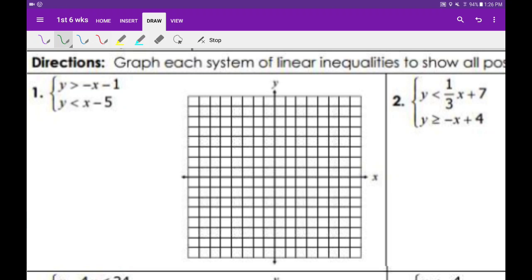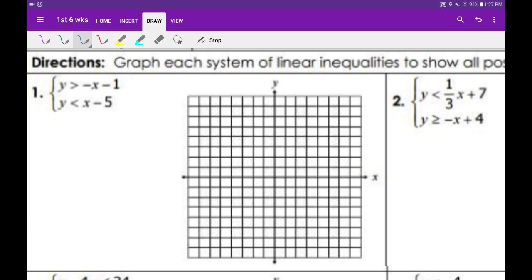Okay, with a system of linear inequalities, basically what we're going to do is graph each inequality, both of them on the same grid, and shade them appropriately. What we're interested in is where they shade over each other. The overlapping shade is where our solutions are, and that's the way we're going to show how to solve these linear inequality systems.